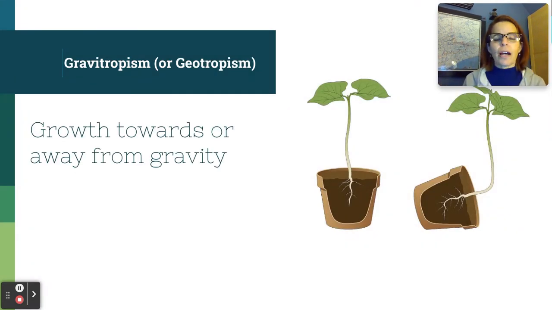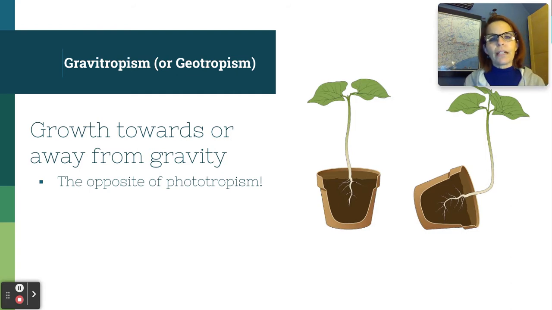Other examples: gravitropism, also called geotropism, is growth towards or away from gravity. Can you figure out which one is the positive and which one is the negative? Hmm. It's a super cool concept, because how do they even know where gravity is located?